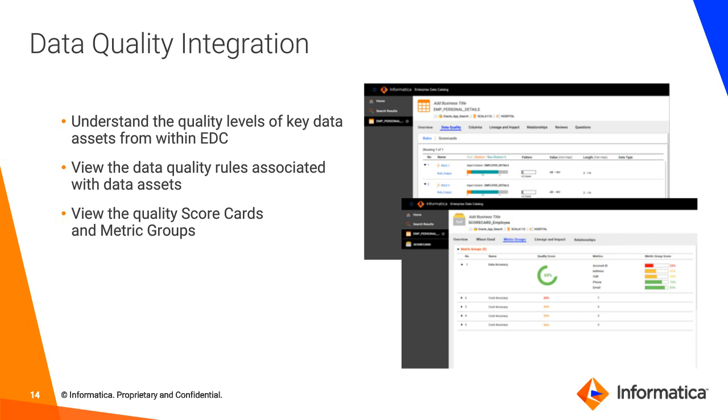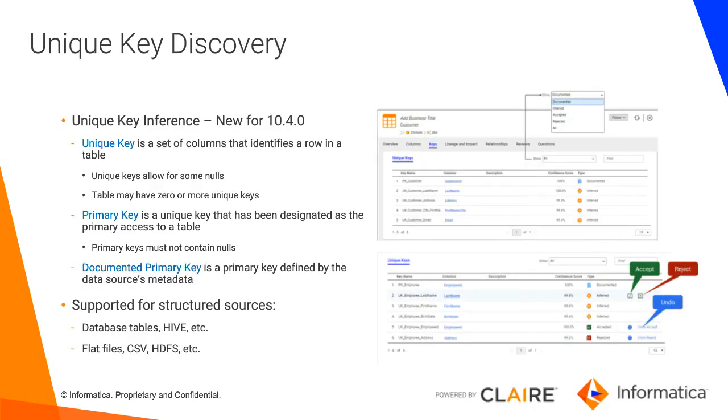All right, unique key discovery. This is another CLAIRE capability that we have added in the Enterprise Data Catalog. Now users will be able to find out the unique keys for a table or a file. And we can extract these keys directly from documented metadata. Like if you have primary key constraints defined in your database, we'll be able to extract and show that to the users. But we can also infer this information.